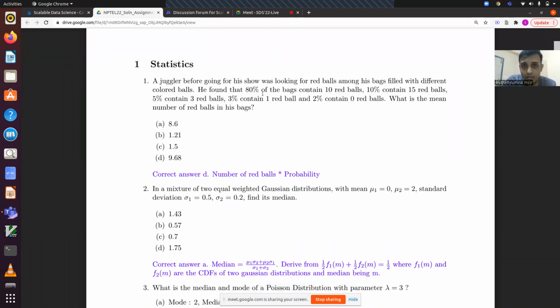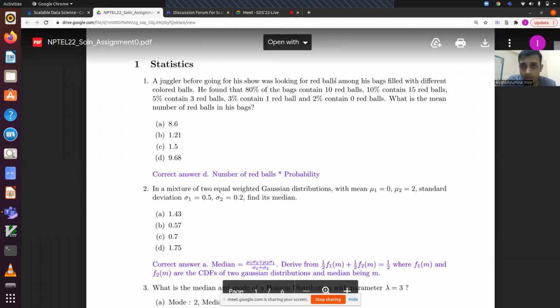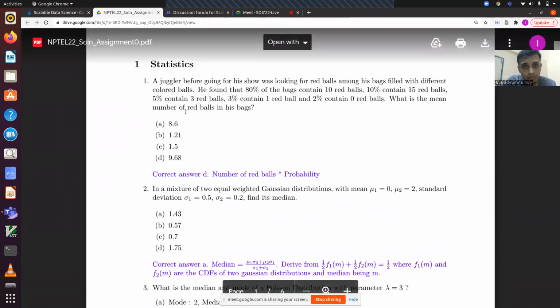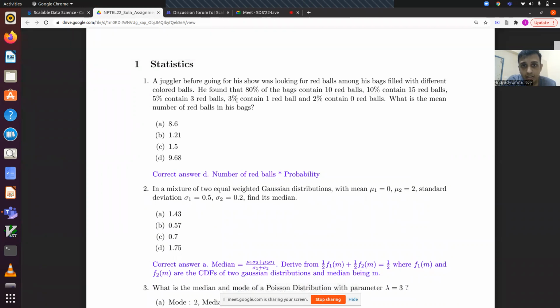So a juggler is going for a show, looking for red balls among his bags. He found 80% of the bags contain 10 red balls, 10% contain 15, 5% contain 3, and 3% contain 1, 2. Okay, fine. What is the mean?